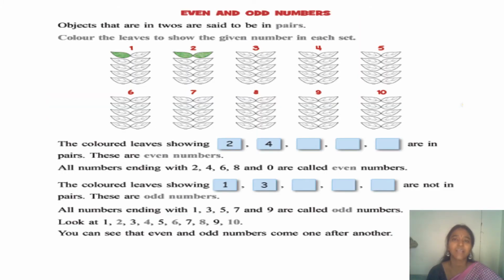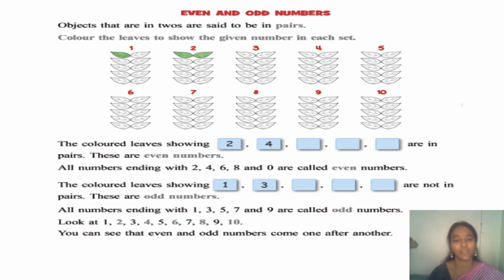Okay, I'll tell you a small example for that. Now here is the activity for you to understand the concept of even and odd numbers. Here are some leaves. You have to color them by the number written on top of the leaves. From that you will come to know the leaves which are in pairs. Pairs means what is a pair? Which are in 2, 2. 2 is called one pair. So those are even numbers. After coloring you will come to know.